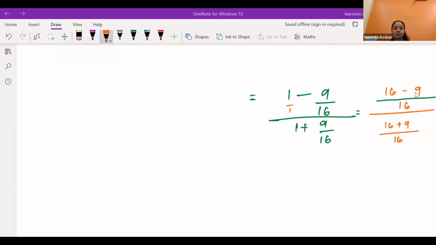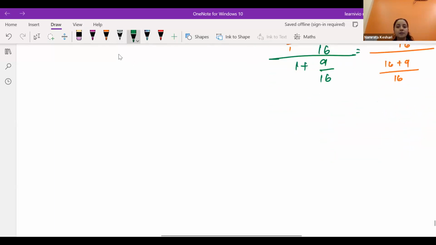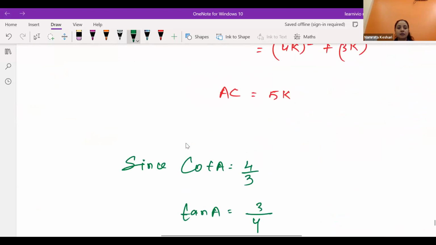Sir, can you explain it? Yeah, sure, I'll explain it. So this step is very important. It's really important. If you are not getting not only this step, anywhere if you are not getting it while demonstrating. Sir, can you explain it from the start? Yes. From the start. Okay, from the beginning. Yeah, sure.